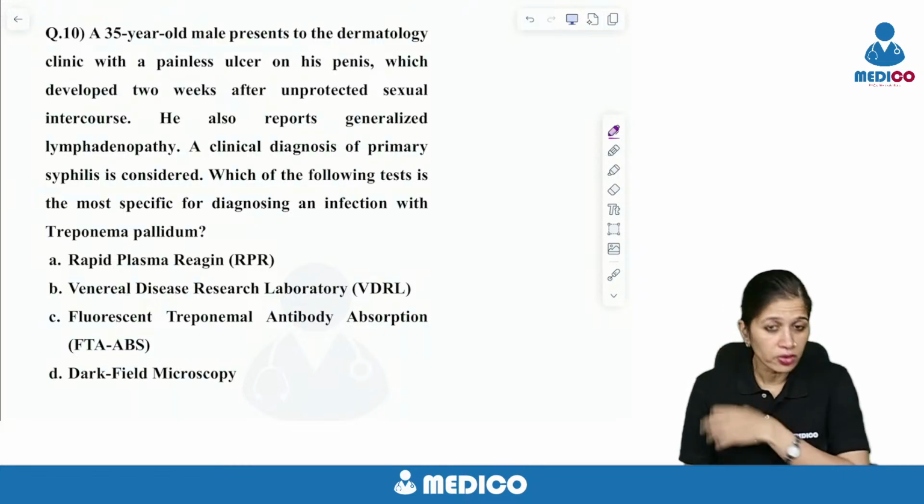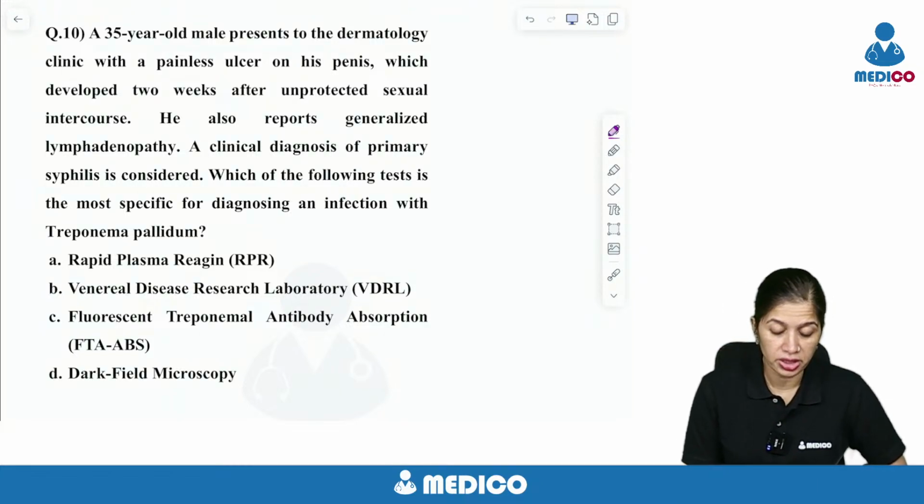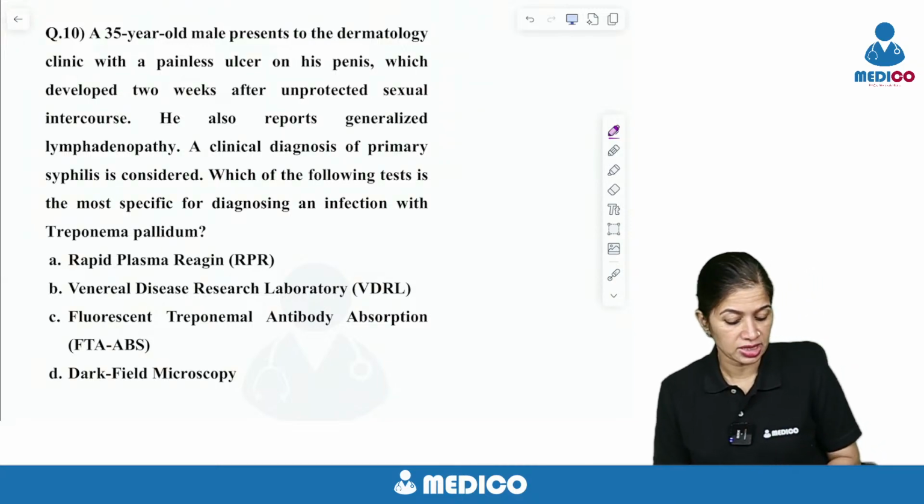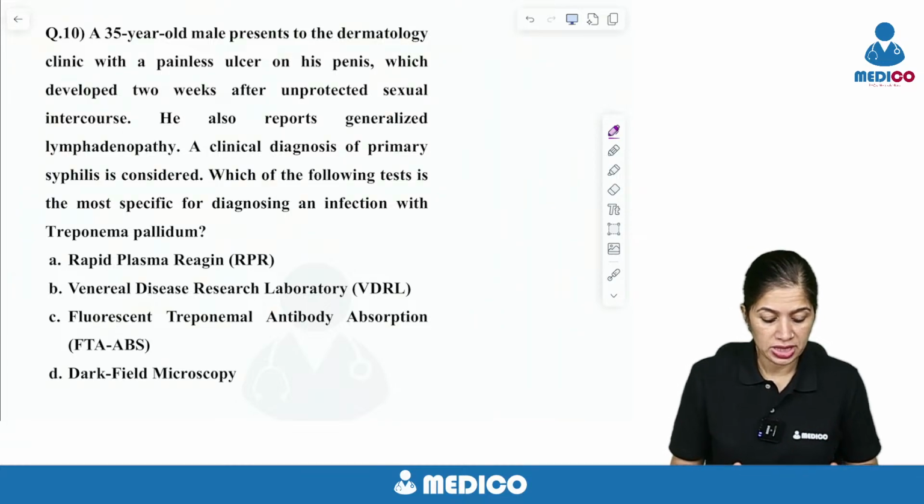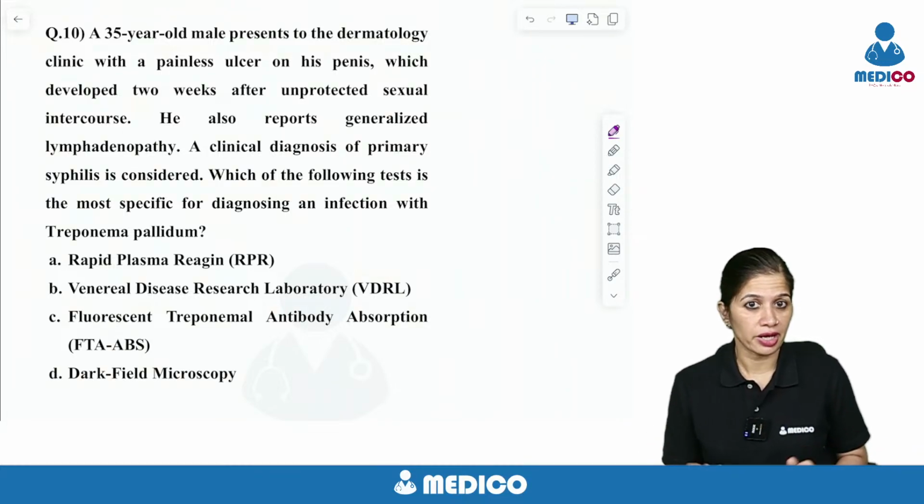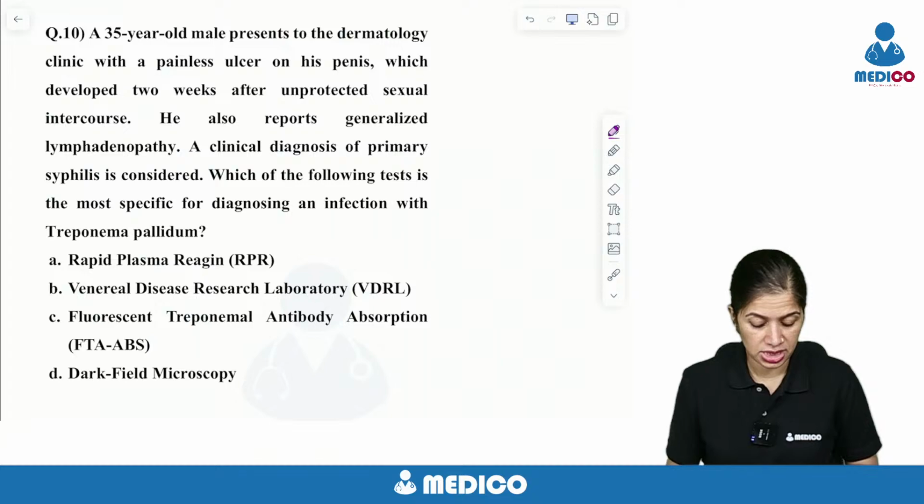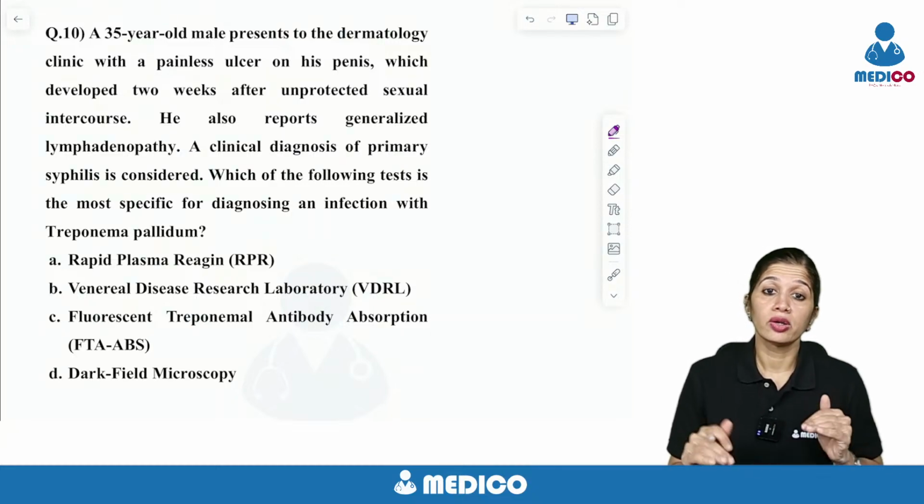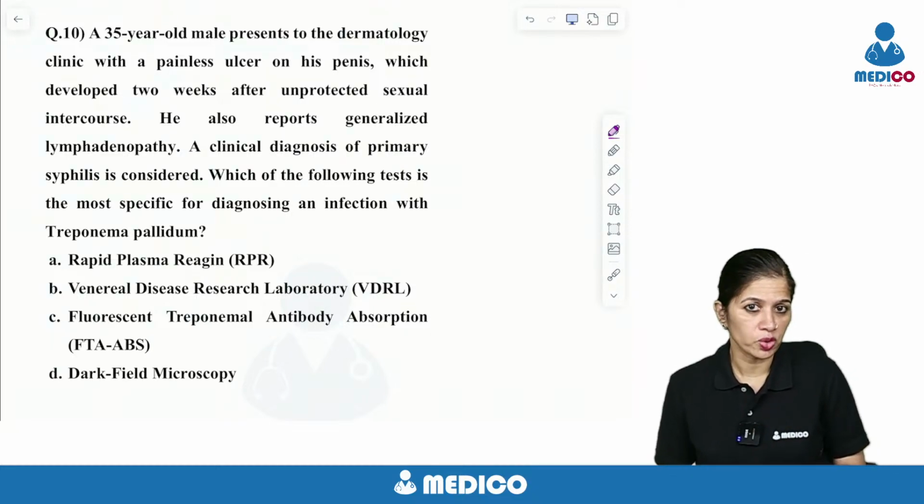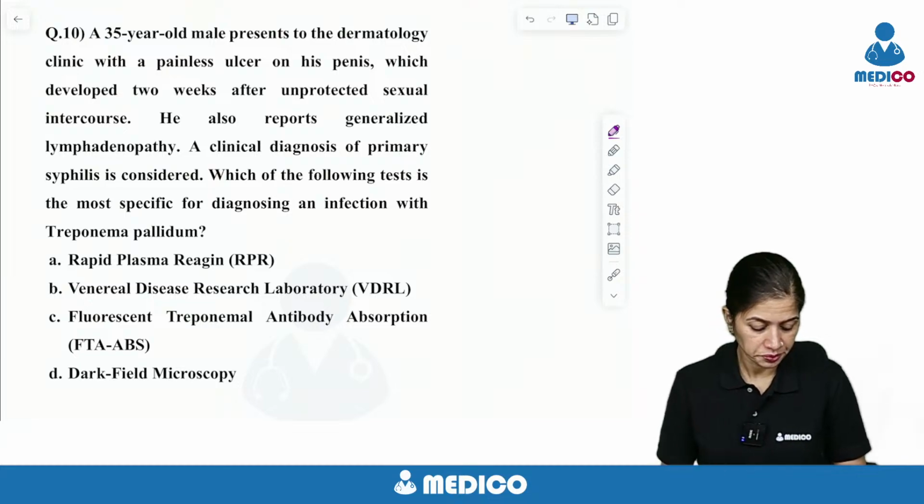So the diagnosis, as you know, has already been made out. That is, it is a primary syphilis case. It's a male with a history of unprotected sexual intercourse, now presenting with a painless ulcer and generalized lymphadenopathy. So the chancre is there. How do you diagnose it? So all these tests can be used, but which is the diagnostic one?